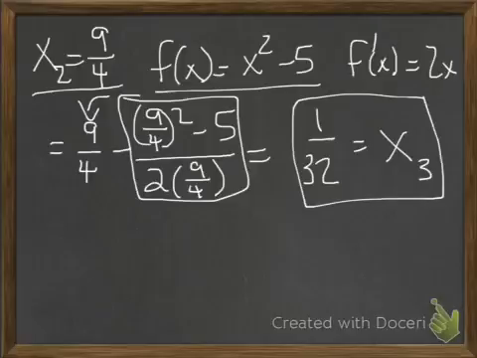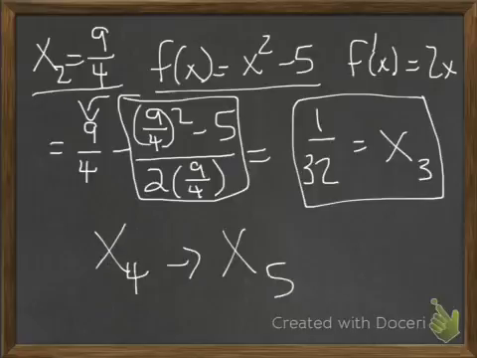Usually in these Newton's method problems, it'll state to go to at least the third guess. But of course you can go on to the fourth guess, the fifth guess, and so on and so forth. You'll get closer and closer to the root you're looking for. But in this, we're just going to stop at the third guess. And that's Newton's method.